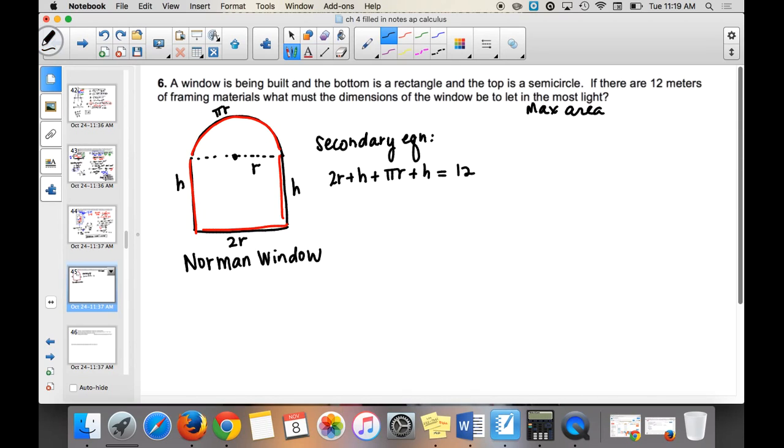If we want to do that now, we can. We have 2r plus 2h plus pi r equals 12. We'd subtract our pi r over, subtract our 2r over, and then divide everything by 2. So h equals, you can write it as 6 minus pi over 2 r minus r if you want, or you can leave it as 12 minus pi r minus 2r, all over 2.